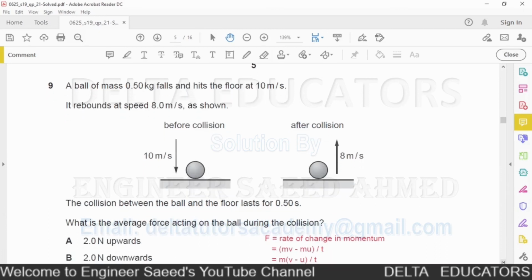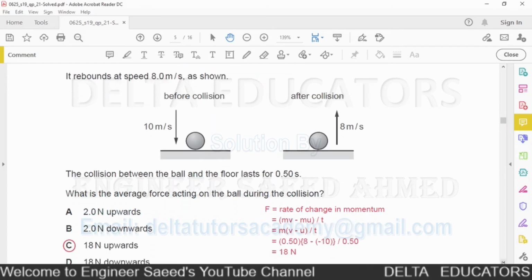Question number 9. A ball of mass 0.5 kg falls and hits the floor at 10 meters per second. It rebounds at a speed of 8 meters per second as shown. The collision between the ball and the floor lasts for 0.5 seconds. What is the average force acting on the ball during the collision?